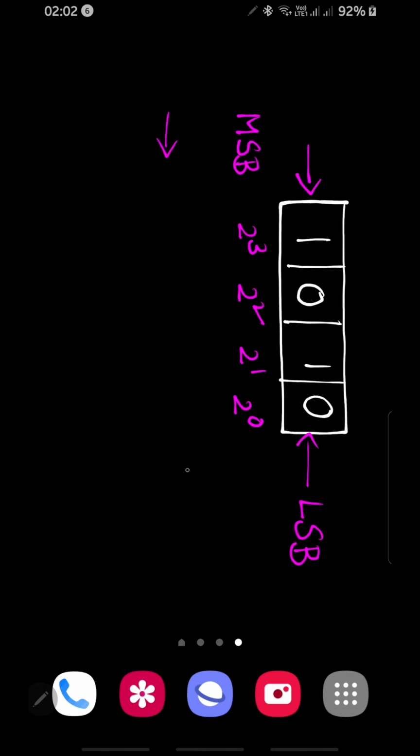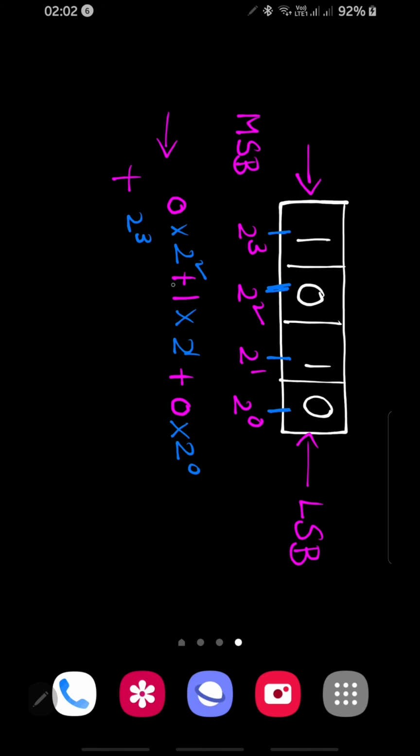So that means 2 power 0 into 0, plus 2 power 1 into 1, plus 2 square into 0, plus 2 cube into 1.